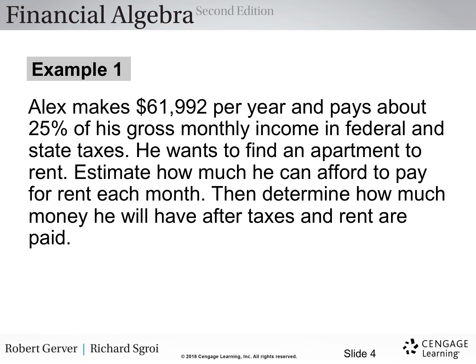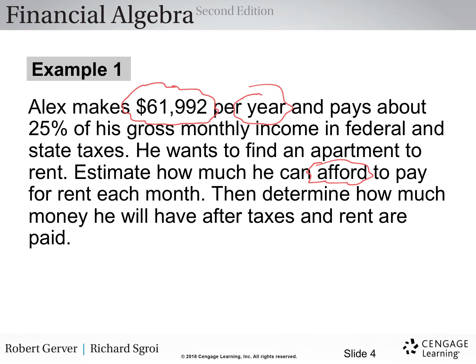So let's look at an example. Alex makes $61,992 per year and pays about 25% of his gross monthly income in federal and state taxes. He wants to find an apartment to rent and estimate how much he can afford to pay for rent each month, then determine how much money he will have after taxes and rent are paid.